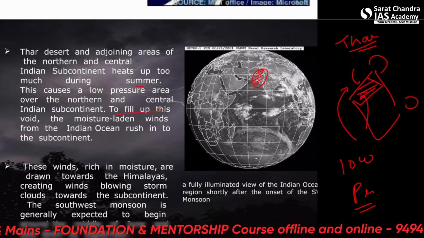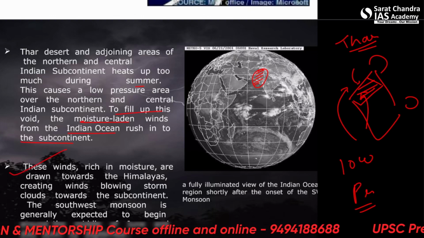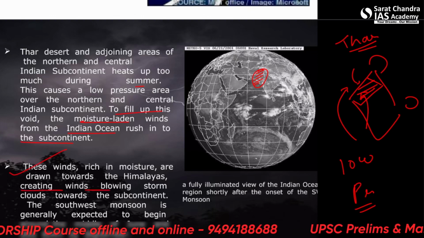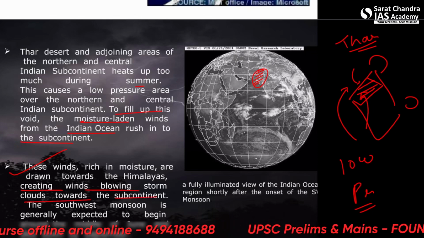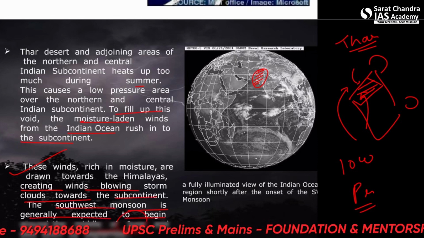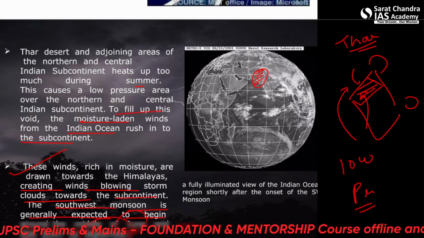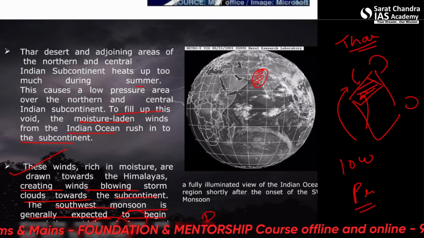To fill up this void, the moisture laden winds from the Indian Ocean rush into the subcontinent, and these winds rich in moisture are drawn towards the Himalayas, creating winds blowing storm clouds through the continent. The southwest monsoon is generally expected to begin around the middle of June and dies down by September. So this is the phenomenon that is happening now, which is the retreating monsoon.